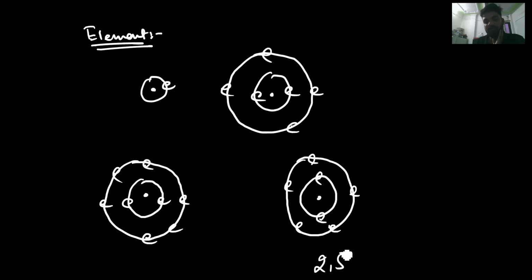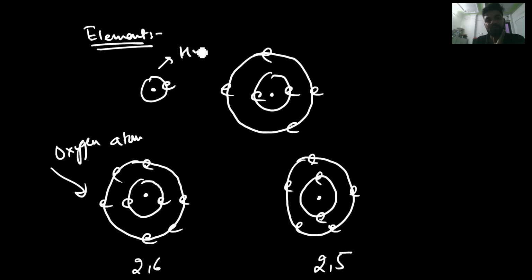It is going to have 2,5 electrons, and it is going to have 2,6 electrons. This is the oxygen atom. This one is the hydrogen atom. This one is carbon, and this one is the nitrogen atom.